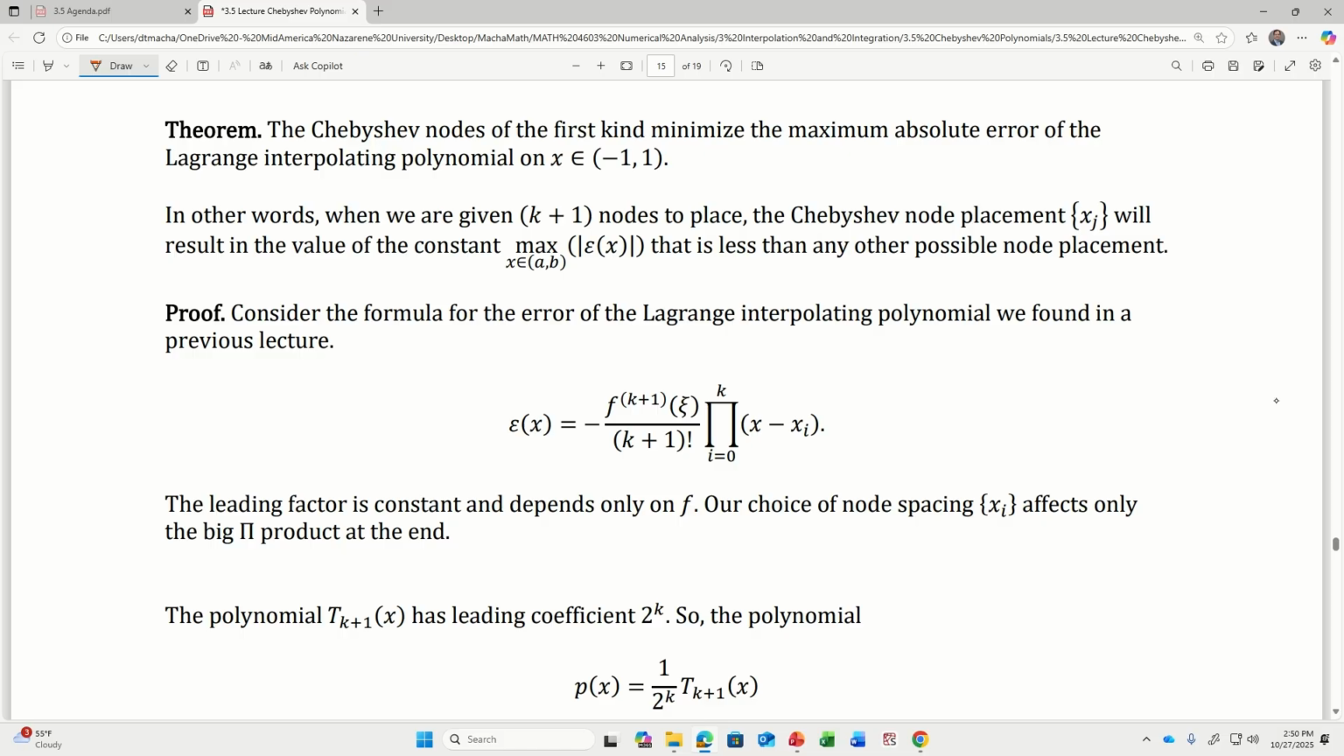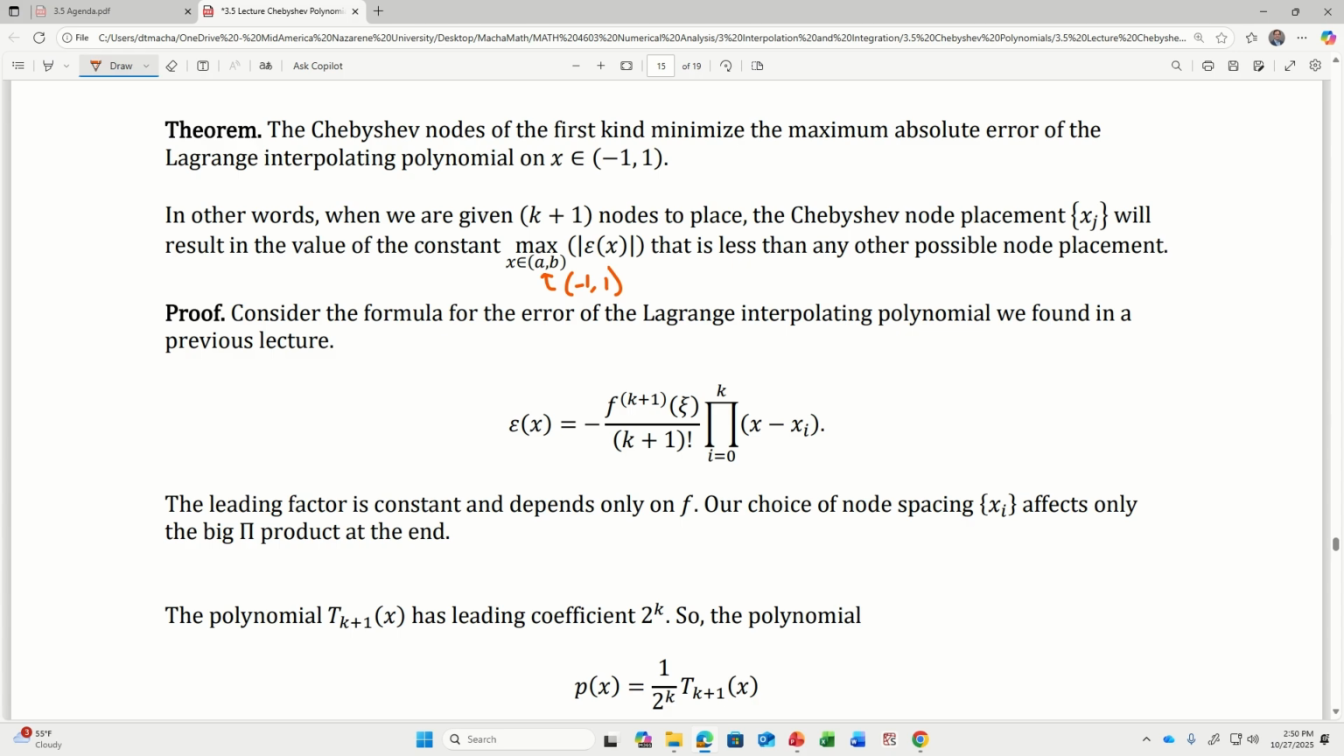A and b are supposed to be -1 and 1 for this lecture. So let's keep that in mind. If you see a and b, assume that's -1 and 1. We can generalize this later in the week, but for now, we're just talking about the interval from -1 to 1.